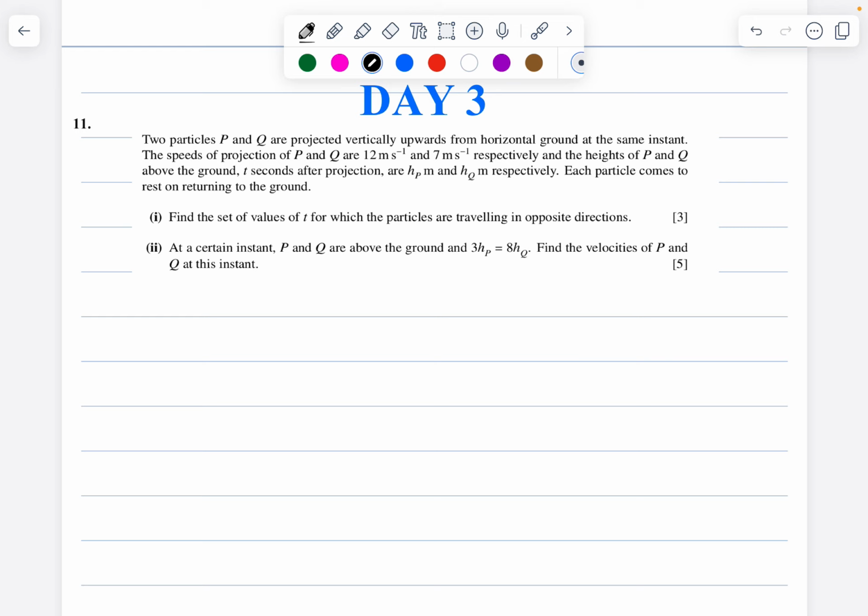Two particles P and Q are projected vertically upwards from horizontal ground at the same instant. The speeds of projection of P and Q are 12 and 7 meters per second respectively. The heights of P and Q above the ground are hp and hq respectively. Each particle comes to rest on returning to the ground. Find the set of values of t for which the particles are traveling in opposite directions.